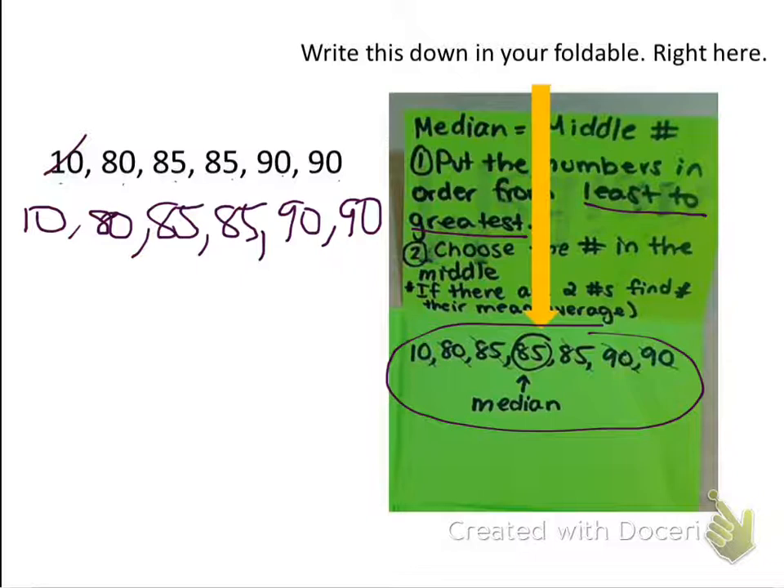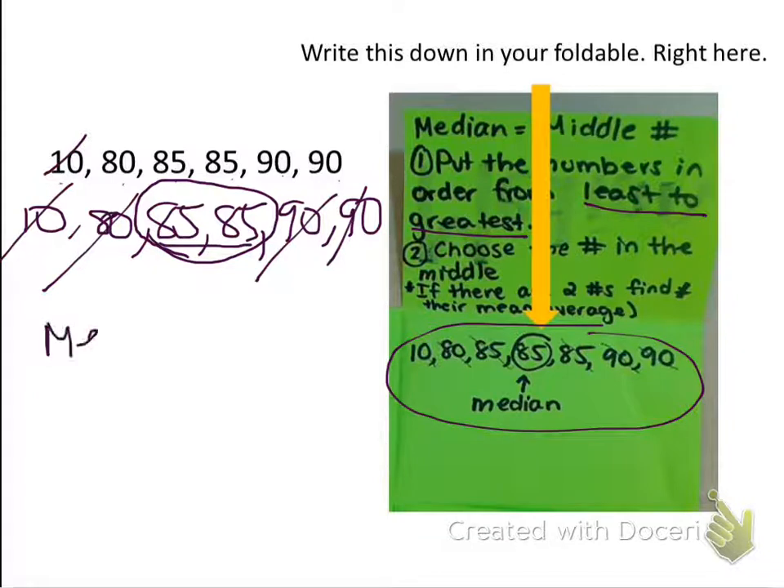Then we need to find the number in the middle. So, what I like to do is cross one off of each end so that I can get to the middle. So, cross out the 10, so I'm going to cross out the 90. Then cross out the 80, cross out the 90. Then I'm stuck with 2 left in the middle. If they're not the same number, you need to do something different, but because they're both 85, we know that the median is 85. On here in my foldable, I use 3 85s, but in this data set there are only 2. You can write down either.